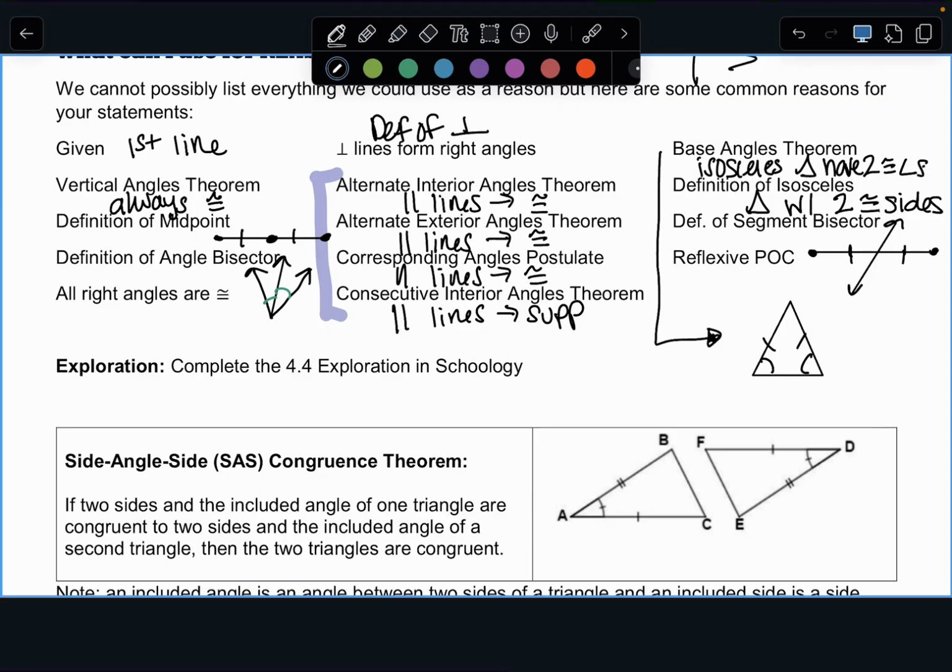Then our last one, reflexive property of congruence. What does reflexive mean? We've used it multiple times now. If I say angle A and I ask you to use the reflexive property, what's angle A congruent to? Angle A, yeah, it's congruent to itself. Or we could also do it with sides, like segment AB congruent to AB. Okay? So these are the common ones that you'll see in the proofs. There might be more. You might not use all of these ever, but that's what you'll see.